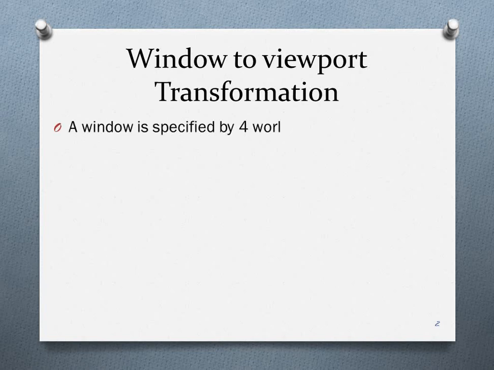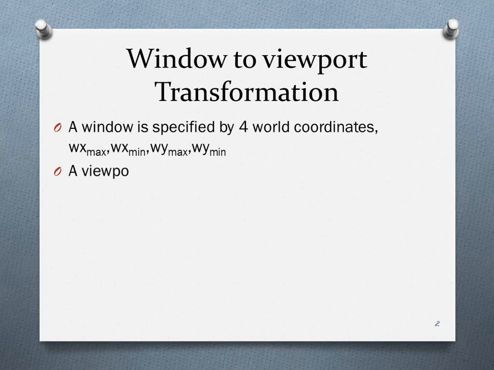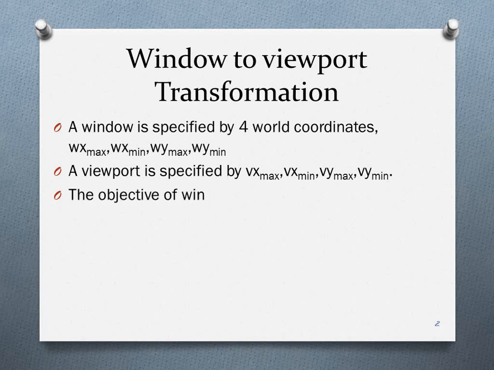A window is specified by four world coordinates, which are Wx max, Wx minimum, Wy max and Wy minimum, which specify the boundaries of a window. A viewport is specified by Vx max, Vx minimum, Vy max and Vy minimum that specify the boundaries of a viewport. Now, what is our objective in window to viewport transformation?